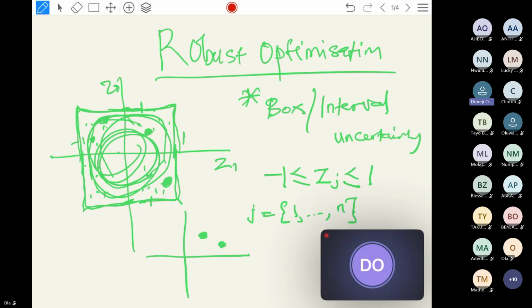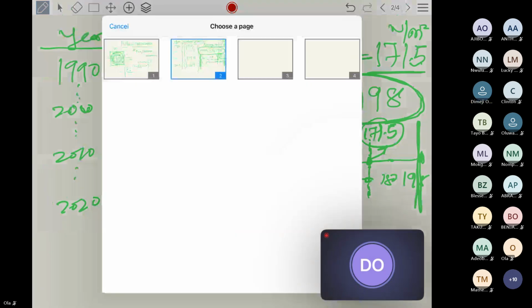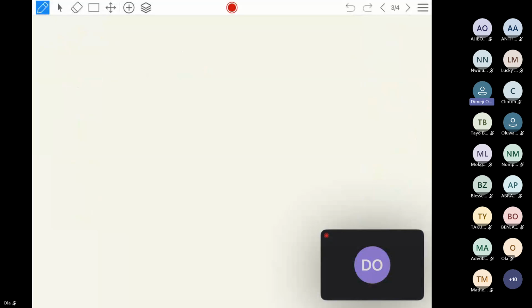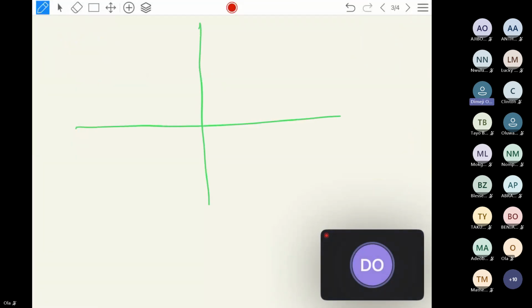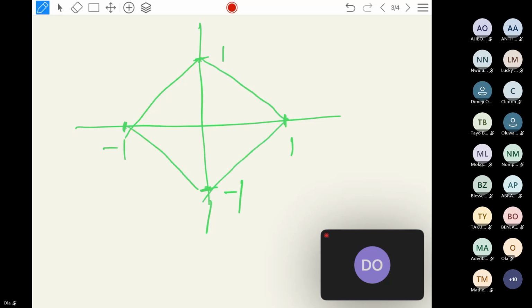Now we go to the second one, which is the budgeted. For example, we have this boundary. We have one here, we have -1, we have one, we have -1. So this is more conservative than the one that we had earlier. So whatever value falls within this place, the solution is fine with it.